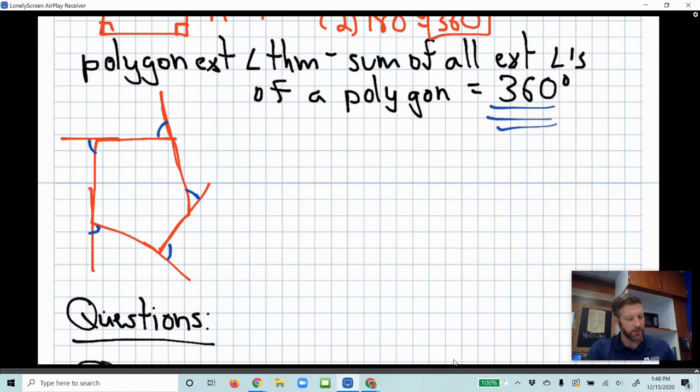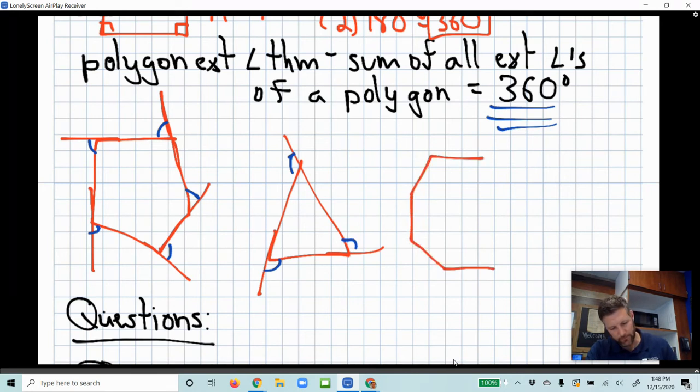So whether I'm drawing a pentagon, 1, 2, 3, 4, 5, or whether I have a triangle, and I've got my exterior angles here, or even if you've got a more complicated shape, you got all of these angles, they're all the exterior angles. Okay, in all cases, they're going to add up to 360.